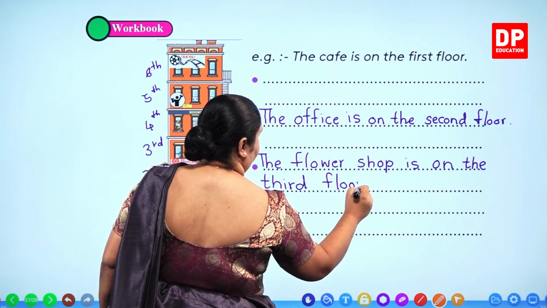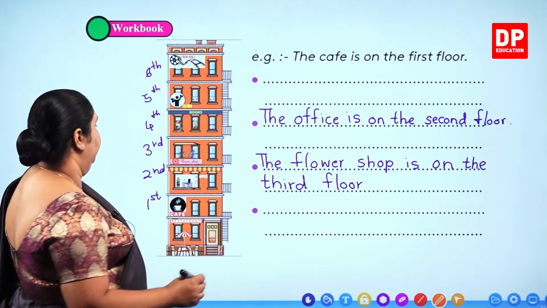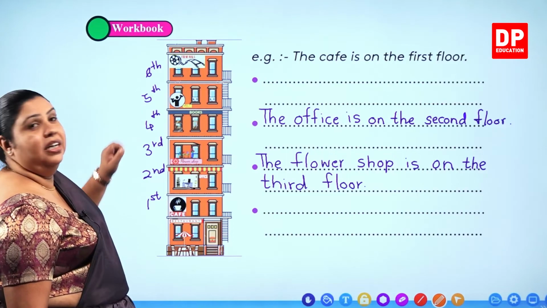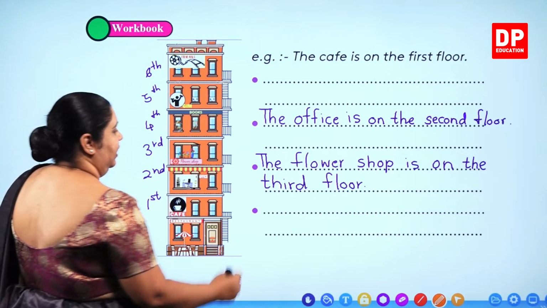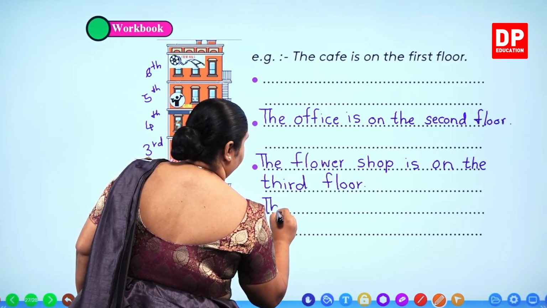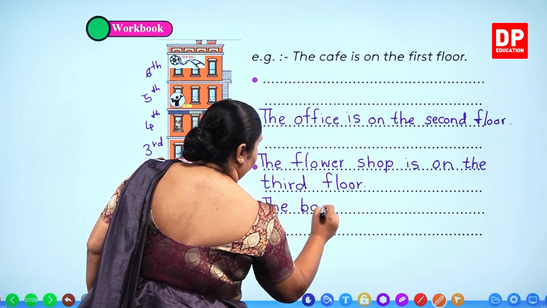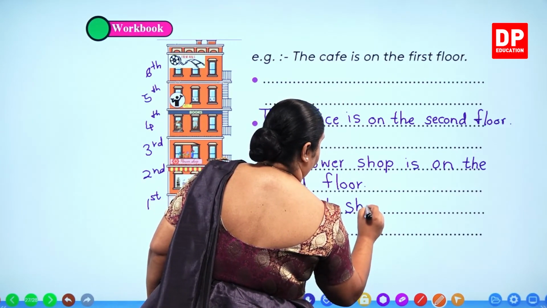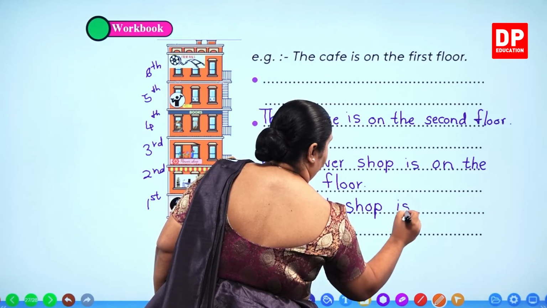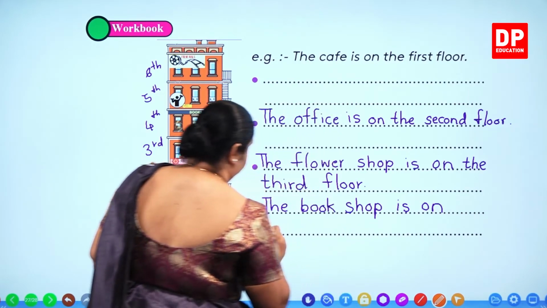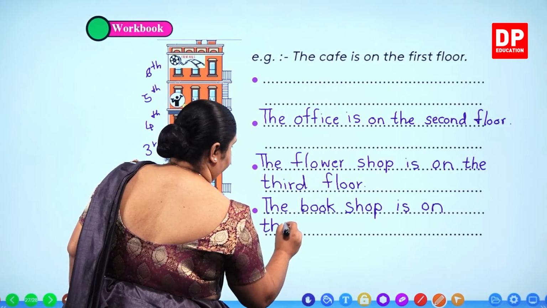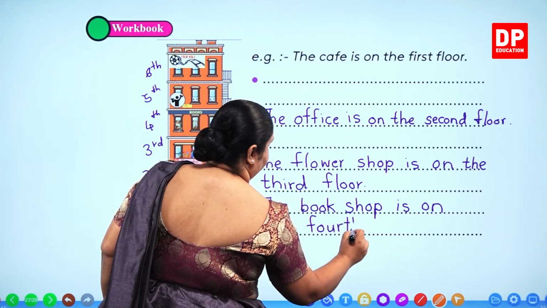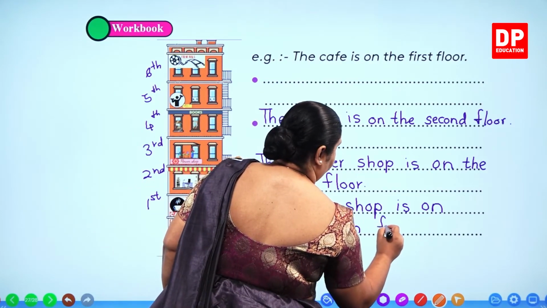The third floor. All right? Okay. You have to keep a full stop. Next, on the fourth floor, what do we have? The bookshop. Right. The bookshop, or you can say library. The bookshop is on the fourth floor. F-O-U-R-T-H. On the fourth floor.